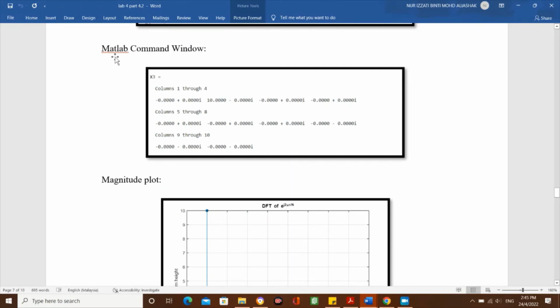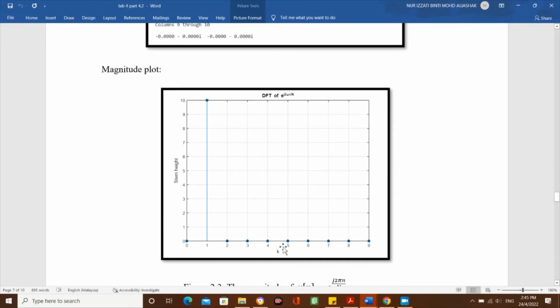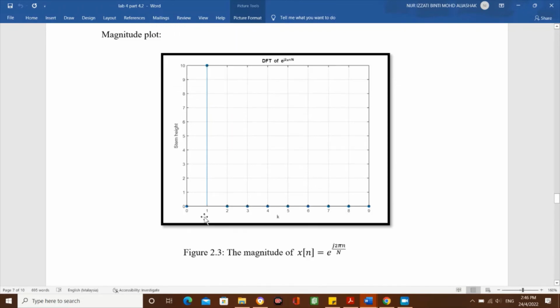After we run the simulation, the output that we get on the command window is X3 equal to, on columns 1 through 4, when K is equal to 1, the output is equal to 10. Otherwise it is equal to 0. This is the magnitude plot for the DFT of exponential power of j 2 pi n over N. When K is equal to 1, the amplitude of the DFT is equal to 10. Otherwise it is equal to 0.